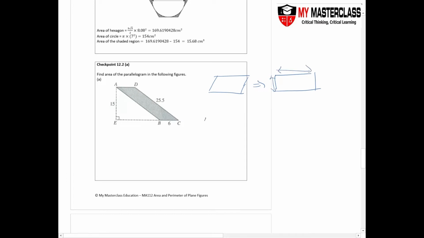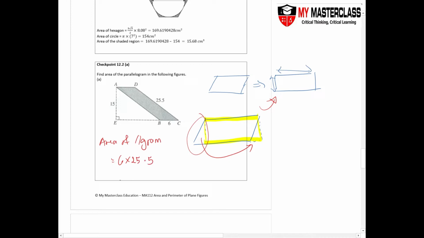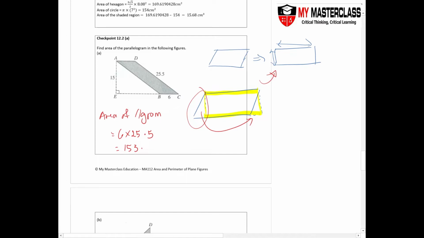So for example, let's say this is the triangle that gives the rectangle figure. When I look at the highlighted version, it's actually a rectangle, right? I am technically just bringing this triangle to the other side to give me a rectangle. So the area of the parallelogram is defined as the area of the rectangle. The area of the parallelogram would be 6 multiplied by 25.5, which will eventually give you 153. There's no units given, so you can just forget about the units.